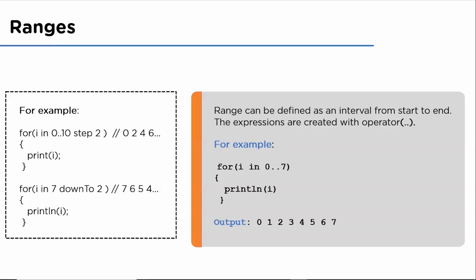Similarly, we can also print the range with gaps like in the example, i in 0 to 10 step 2, means that it will print from 0 to 10 with a gap of 2 digits like 0, 2, 4, 6, 8, 10. Range can also be used in decrement manner. For example, i in 7 downTo 2 means the loop will iterate from 7 to 2 in a decreasing order.